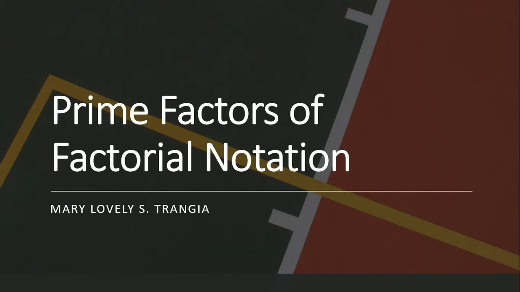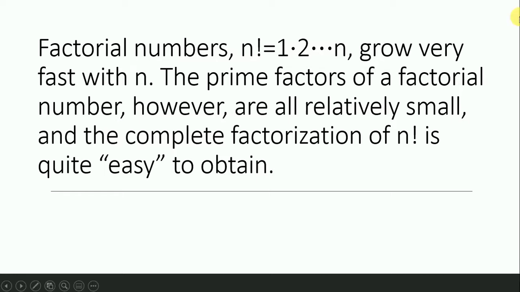Let's begin. Factorial numbers: n factorial is equal to 1 times 2 times up to n, and these numbers grow very fast with n. The prime factors of a factorial number, however, are all relatively small, and the complete factorization of n factorial is quite, air quotes, easy to obtain.